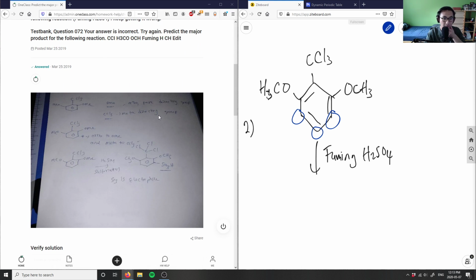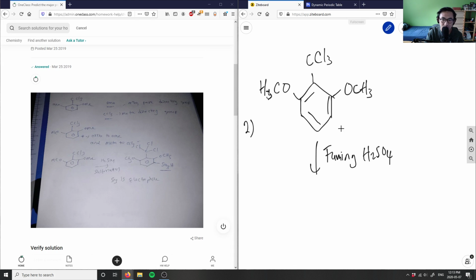So let's see, what do they write here? These answers writing, okay, OMe, that's good. So again, it's an electron directing group and the meta electronic group, which is good. So ortho to 1 and meta to CCl3, H2SO4. So this is the electrophile. So they have here, they wrote that this is going to go para to H3CO here.